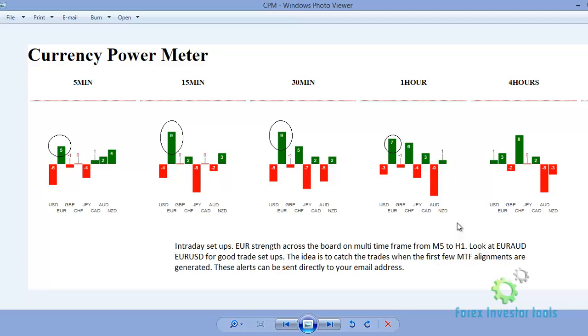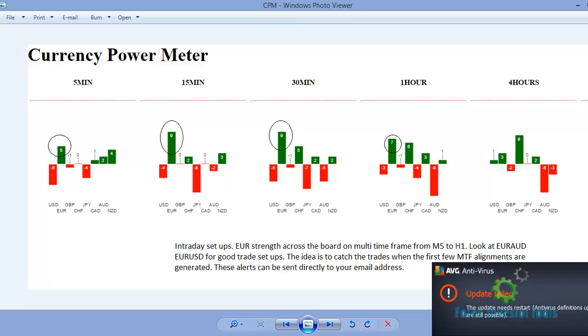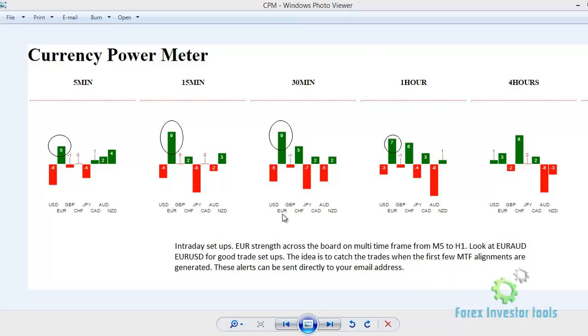Tomorrow is a Monday or Tuesday. You can just observe it for some time. You can see how the power meter updates, and then each time you see, from the 1 hour to 5 minutes, a currency aligned in a specific time frame, you can trade it, right?